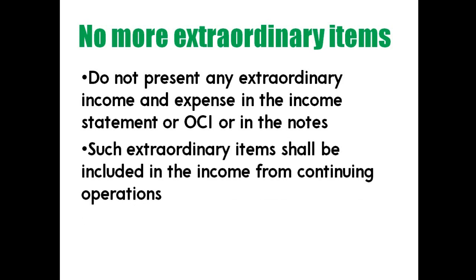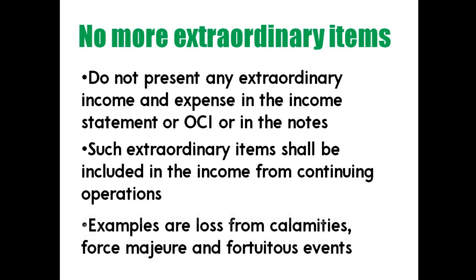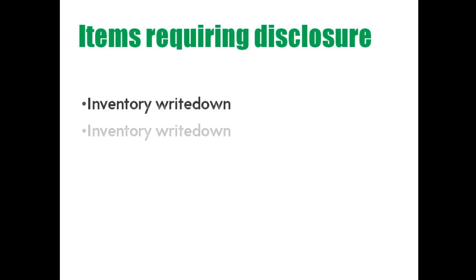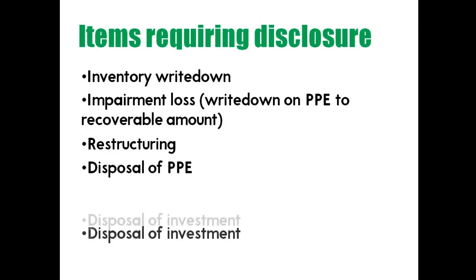Okay, siya ay included in income from continuing operations. So, pwede siyang may separate disclosure. Okay? Examples are loss from calamities, force majeure, and fortuitous events. Actually, if your company suffered from force majeure and fortuitous events, you're preparing the income from continuing operations pa rin. Okay? Items requiring disclosure. Yan lang yun.